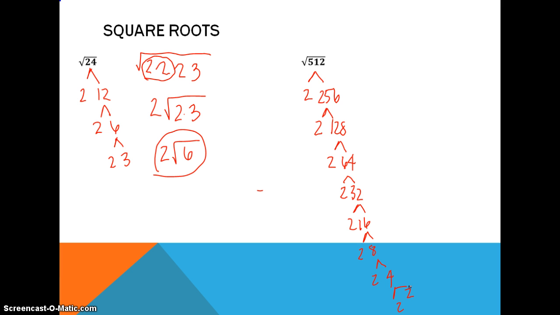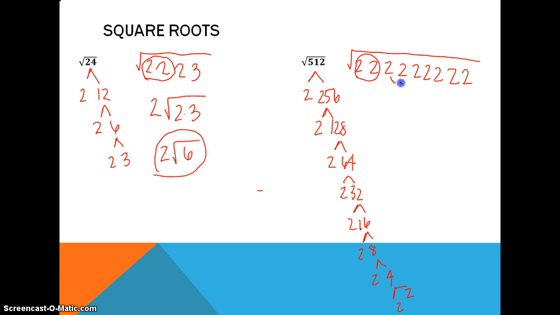Remember, your factorization can go different ways. So up here at 64, I could have said 8 and 8 and broke it down differently. Alright, so the square root of 512, we can rewrite it as the square root of all these 2's. So we have 2 times 2 times 2 times 2 times 2, 2, 2, 2, 2. 9 2's.